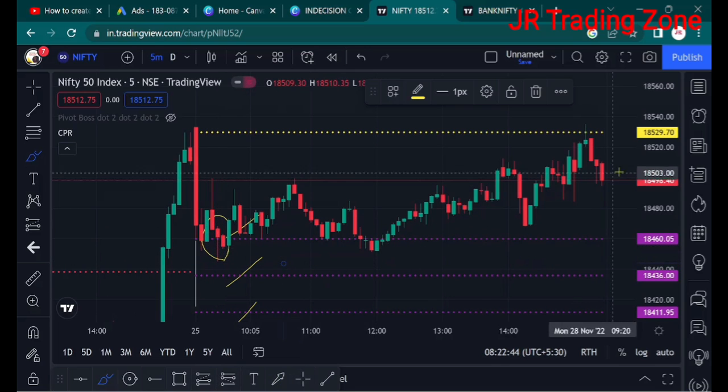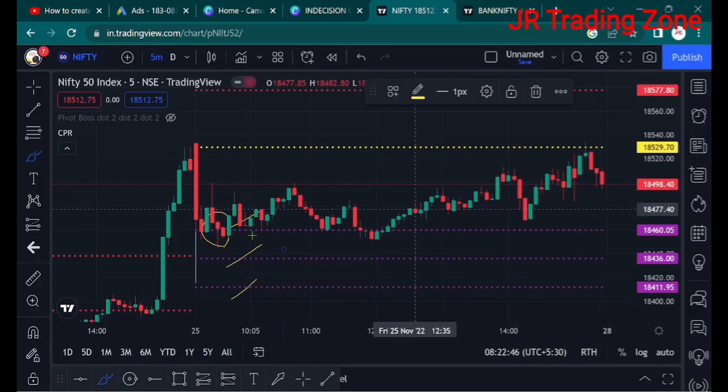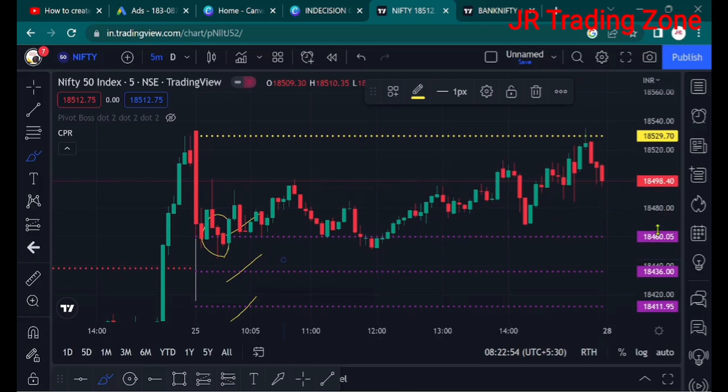But we can't take a trade here. Aggressive traders take a trade here and keep the stop loss below this central CPR. I won't take a trade here. This is not my style of trading. I am just showing how the candlesticks are working. See, this is a reversal pin bar.